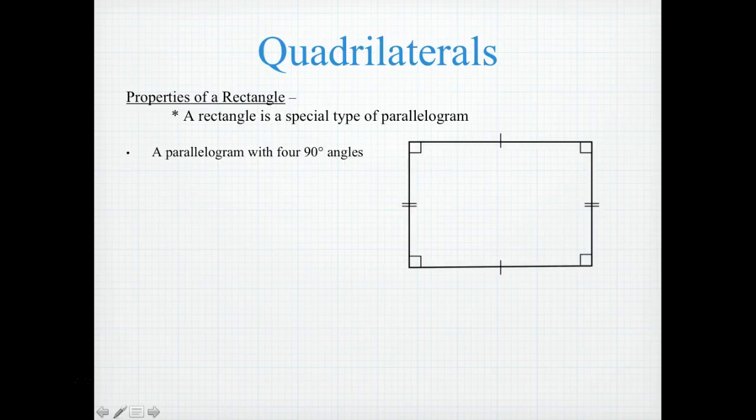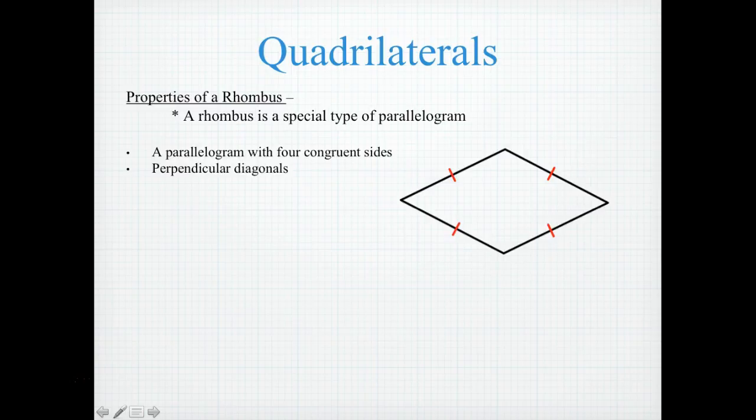Next, we have a rectangle. Now, a rectangle is a special type of parallelogram. So a rectangle is a parallelogram with 4 90-degree angles. And we have a rhombus. A rhombus is also a special type of parallelogram. A rhombus is a parallelogram with 4 congruent sides.